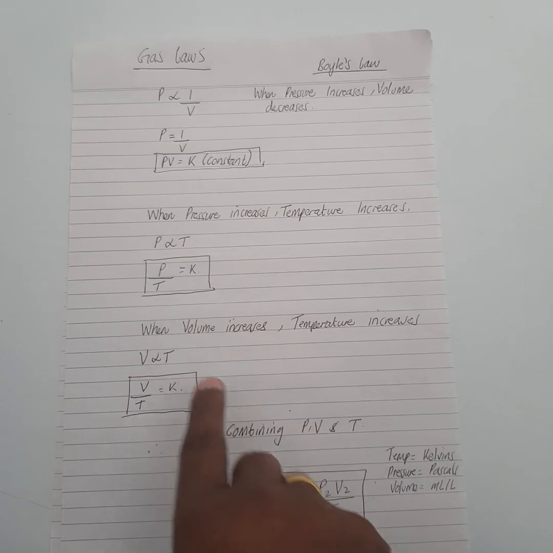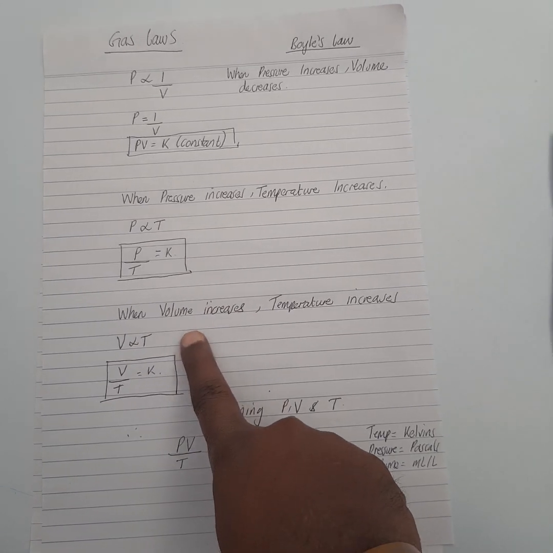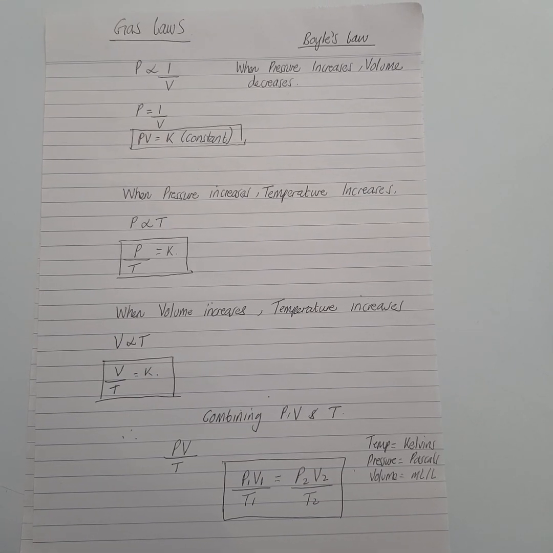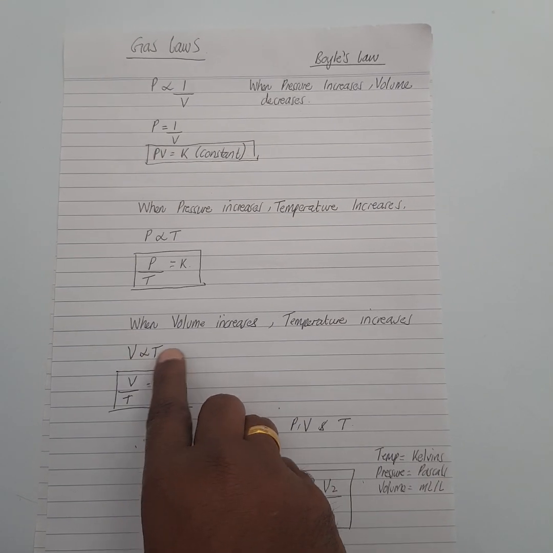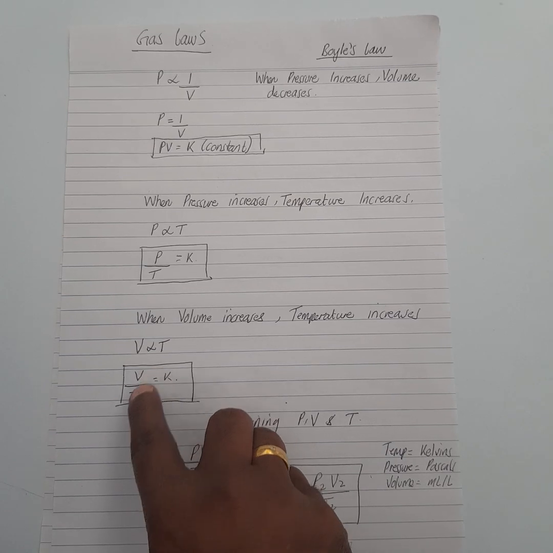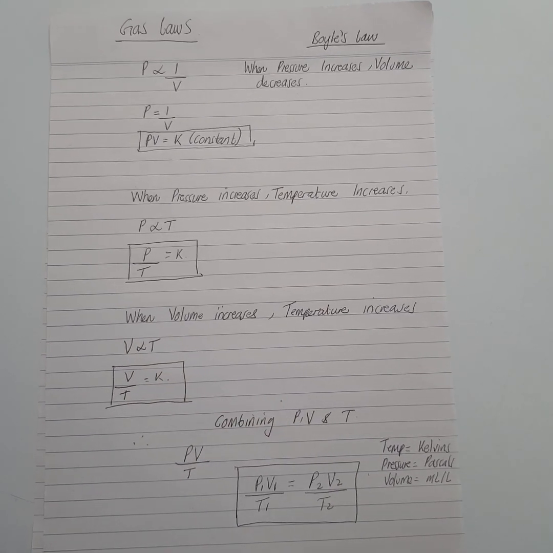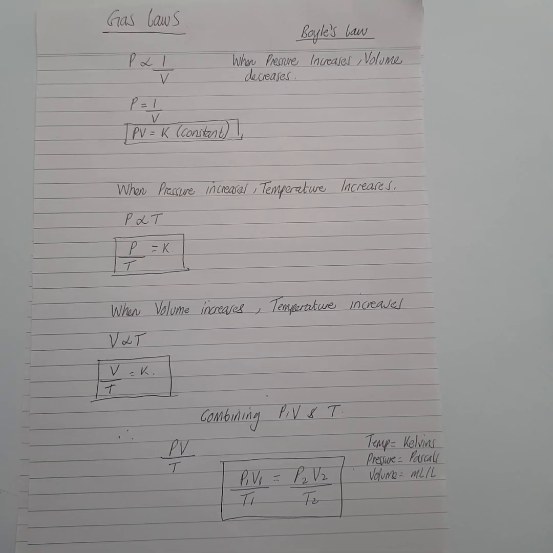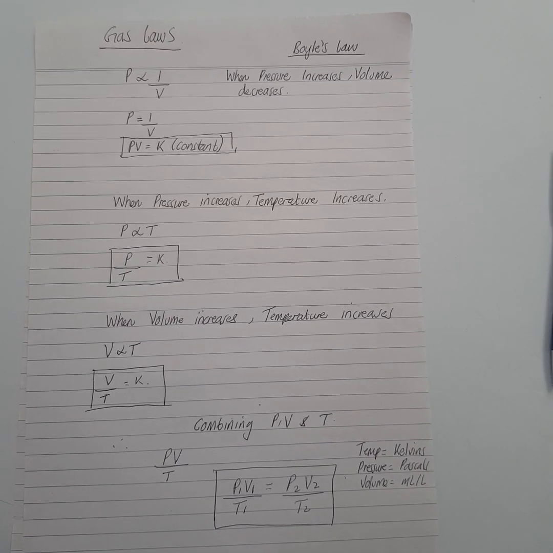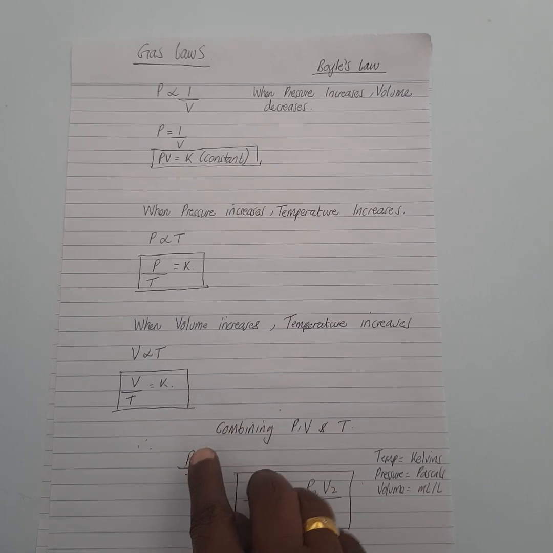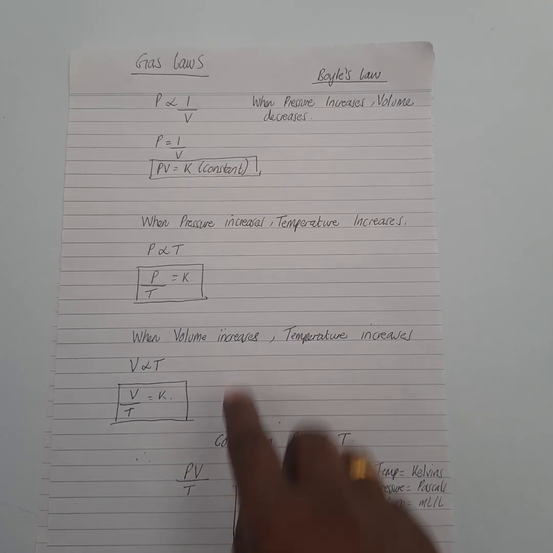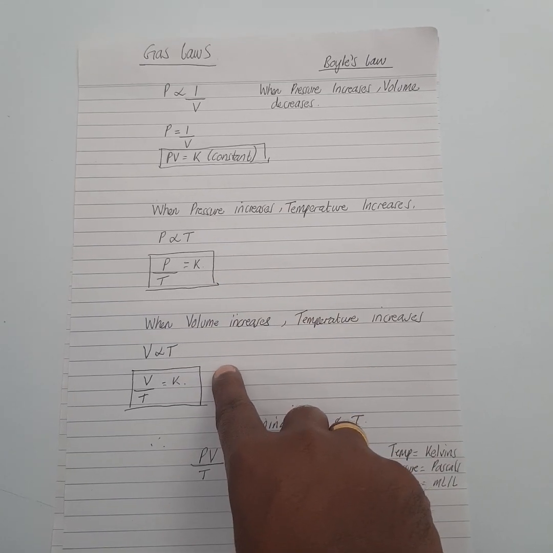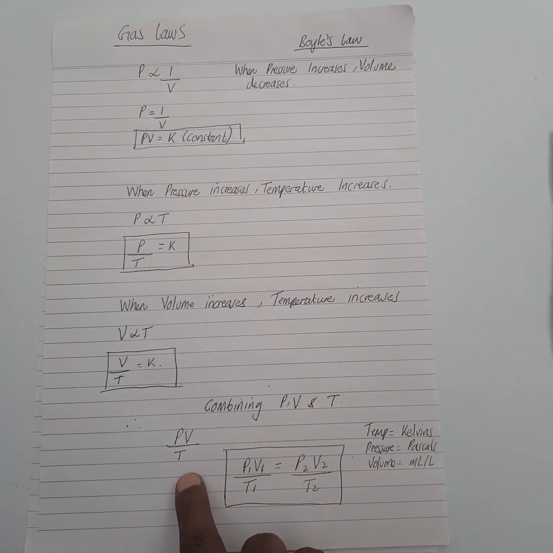All right. And the third one is volume and temperature. So when volume increases, temperature increases. All right. So volume is directly proportional to temperature. So V over T is equal to K. Now we've combined P, V, and T, and we get what's known as the combined gas law, which is basically PV over T. All right. So technically what we've done is we've got that, and we've got that to get PV over T is equal to K.